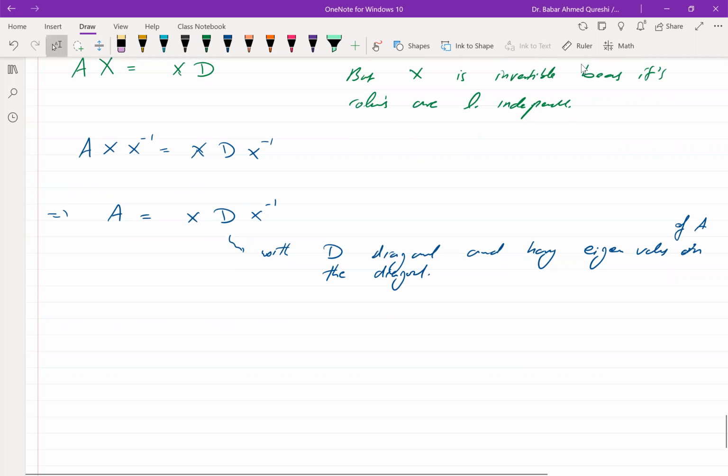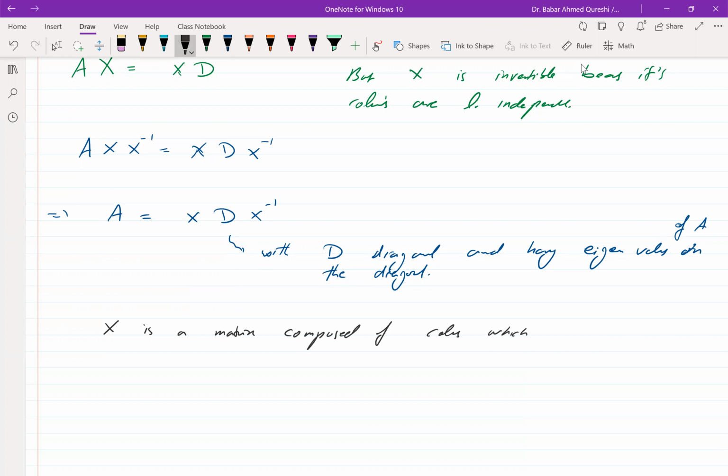And actually, I even know what X is. X is a matrix composed of columns which are eigenvectors of A. So if I have to do the diagonal decomposition of A, I have to find the eigenvectors and the eigenvalues of A. And I know that I can construct X by arranging the eigenvectors and putting in the middle the diagonal matrix with the eigenvalues.